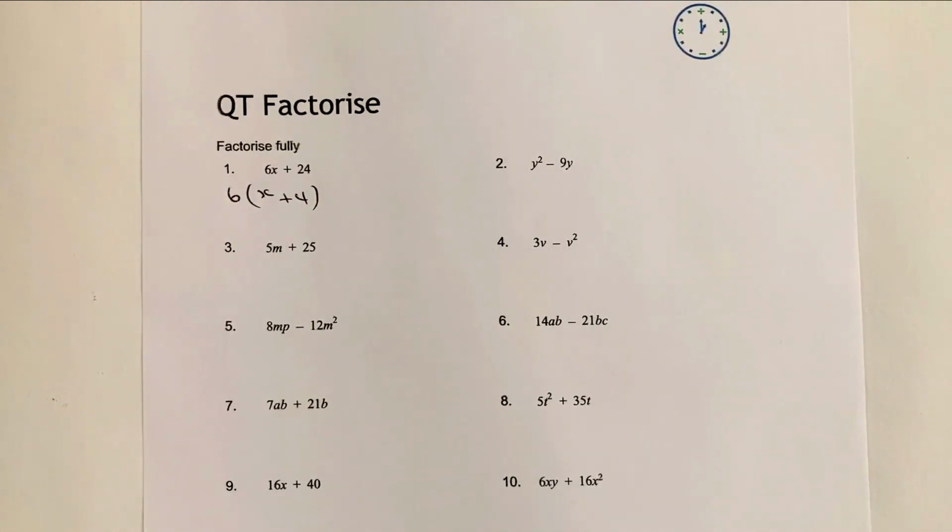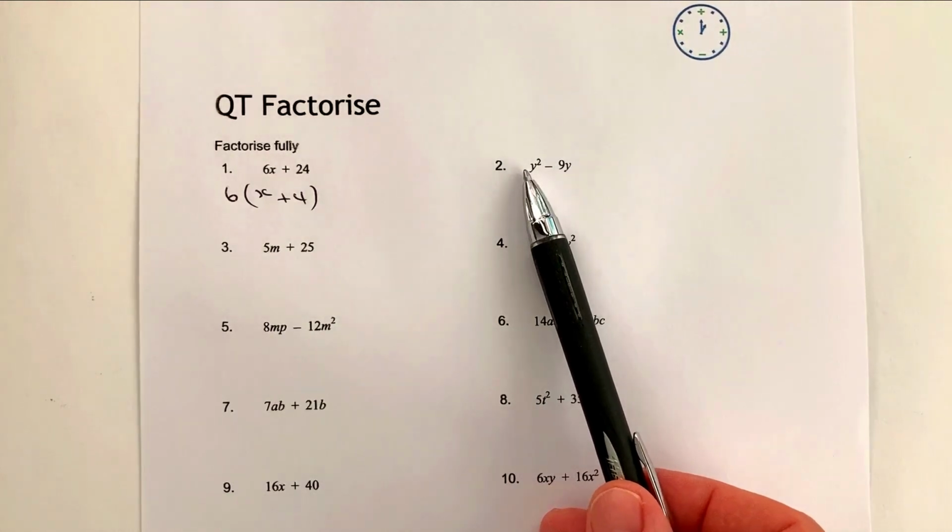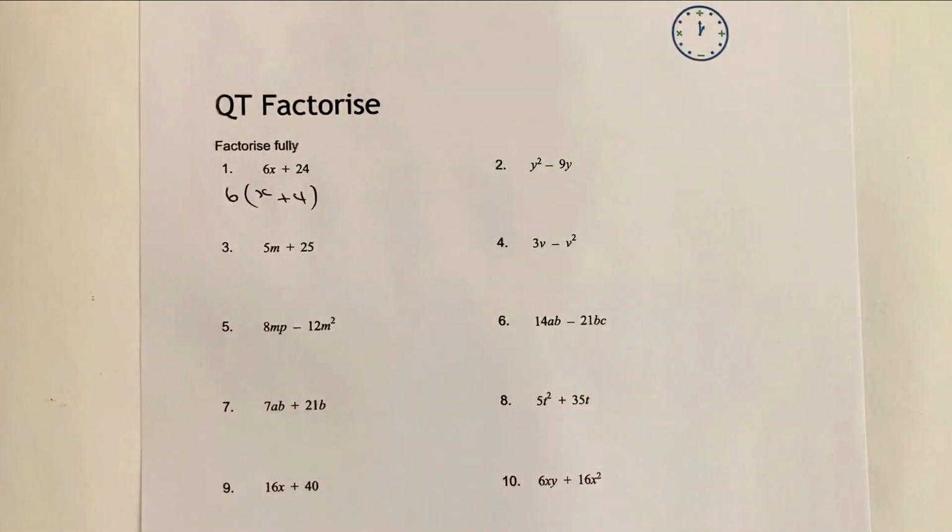This whole process then continues with the rest of the questions. We're looking at numbers first, then letters afterwards. So let's have a look at number 2. With this, I haven't got any number here, but I've got a minus 9 there. So actually I can't do anything with the numbers.